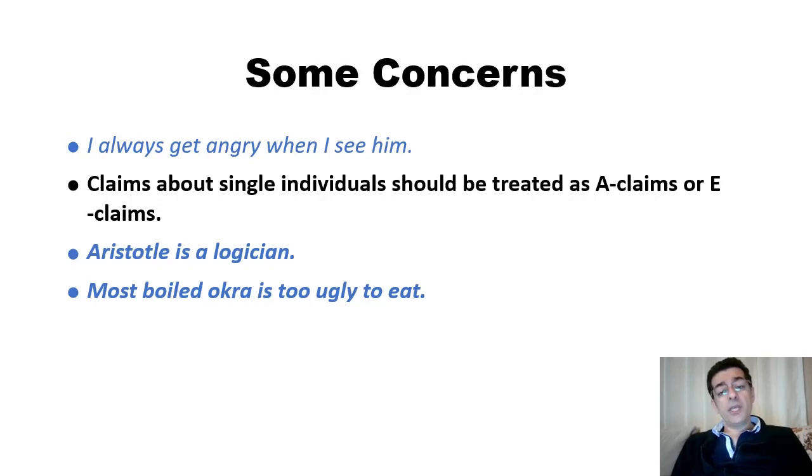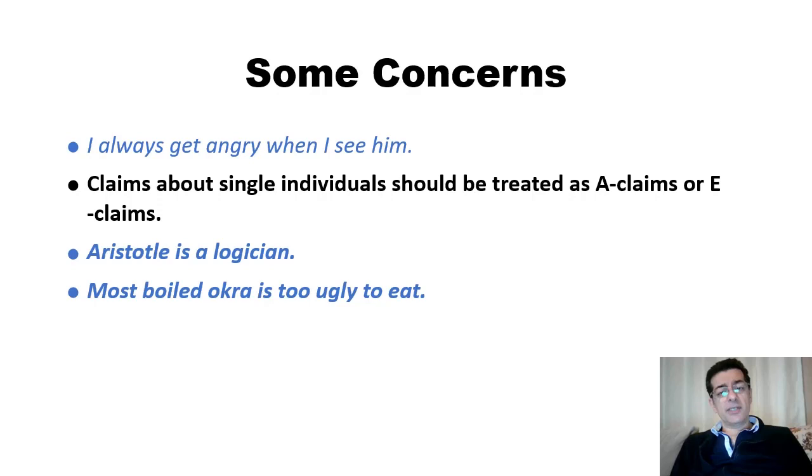But when we hear one claim about one person, how do we change it into a standard categorical claim? This is what we can do. We can turn them into A claims or E claims by saying maybe something like this. So let's look at this example. Aristotle is a logician.